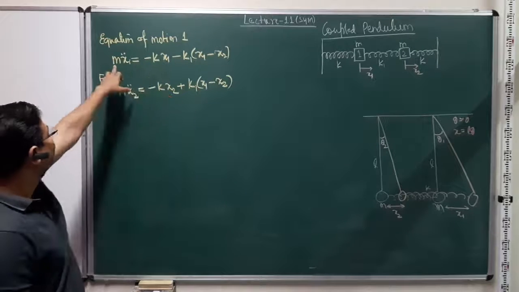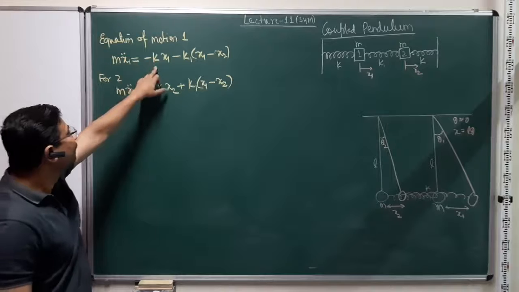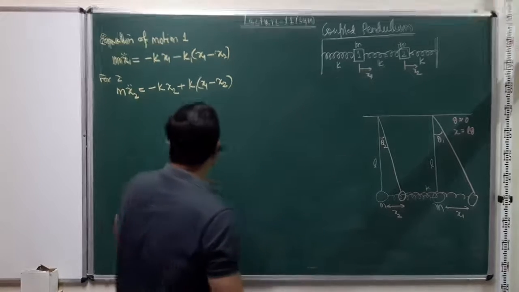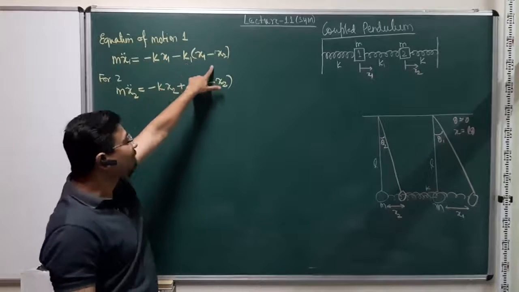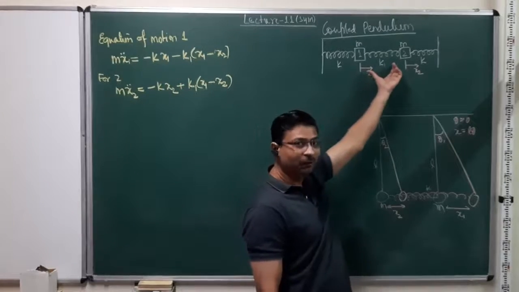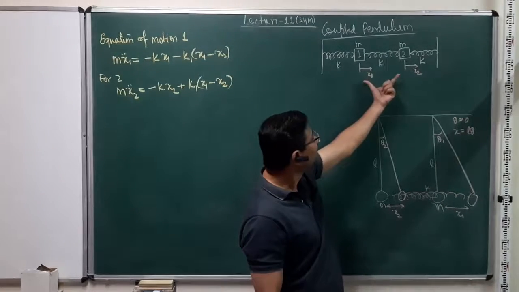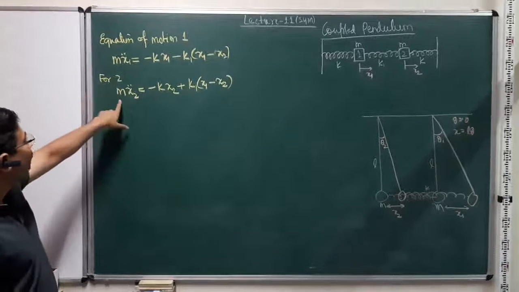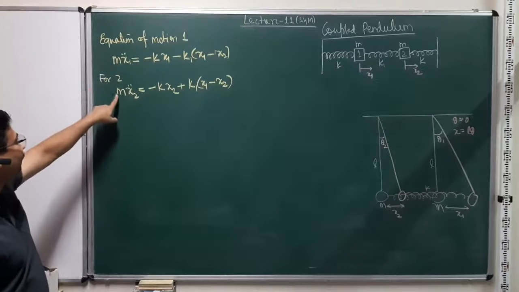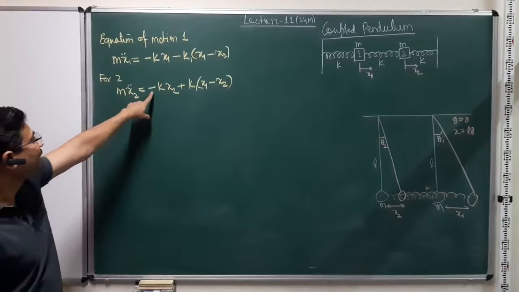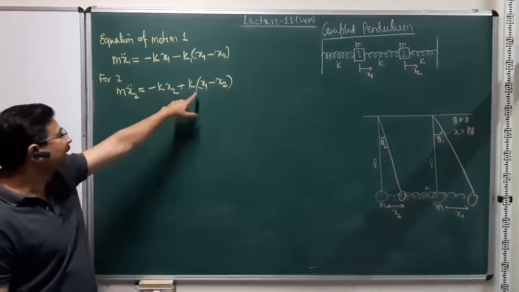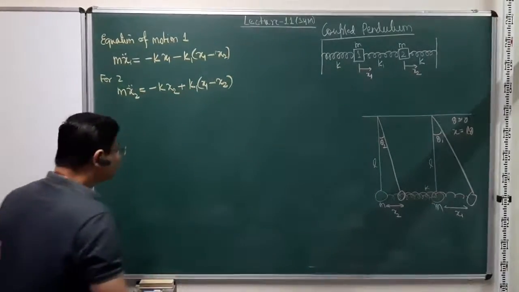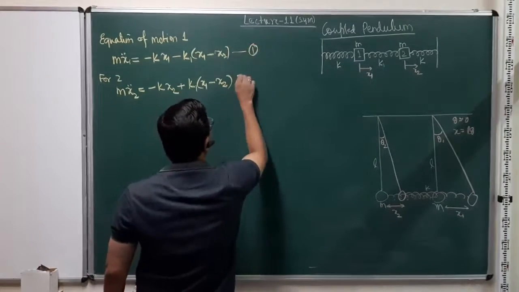So for mass 1, m x1 double dot is minus k x1 because of the stretch in this spring, and minus k1 times (x1 minus x2), the stretch of this spring, which one can see will be simply x1 minus x2. Similarly, for mass 2, the equation of motion is again analogous to the previous one. So m x2 double dot equals minus k x2 plus k1 times (x1 minus x2). Right? Okay. So these are the two equations of motion. Let's label them 1 and 2.